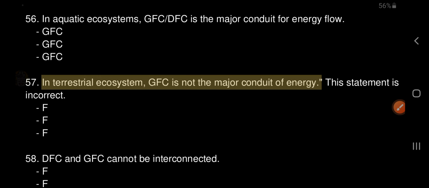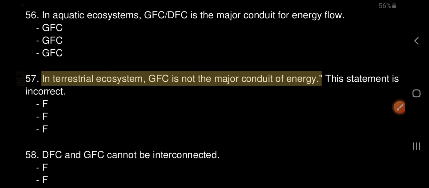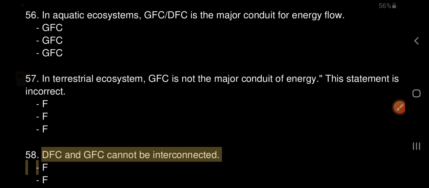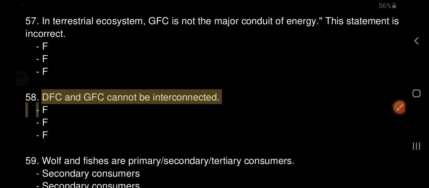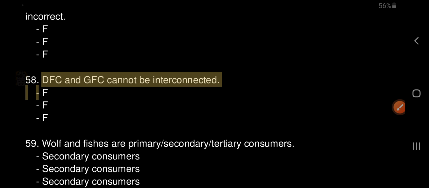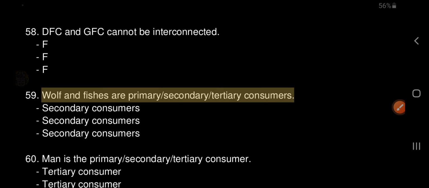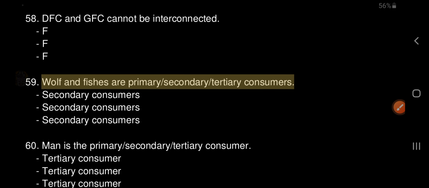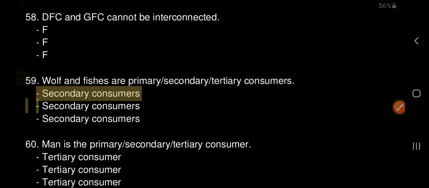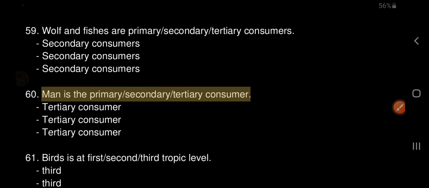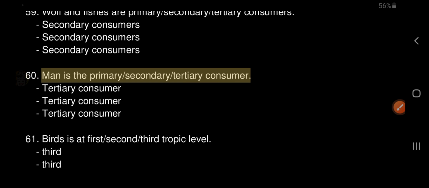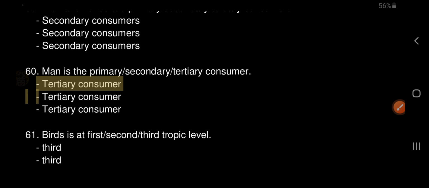57. In terrestrial ecosystem, GFC is not the major conduit of energy. This statement is incorrect. F. 58. DFC and GFC cannot be interconnected. F. 59. Wolf and fishes are primary, secondary, tertiary consumers. Secondary consumers. 60. Man is the primary, secondary, tertiary consumer. Tertiary consumer.